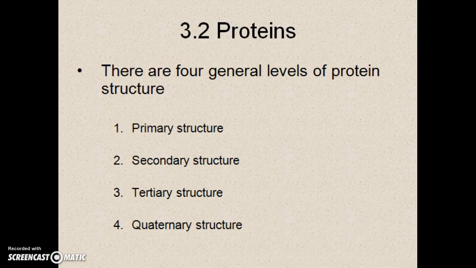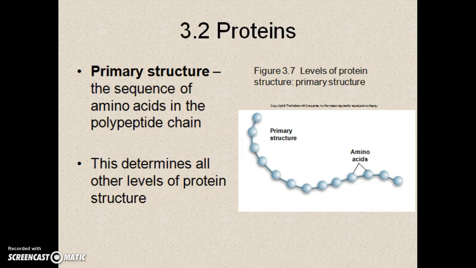In science, we talk a lot about structure and function, which is the form of something, and then what that form allows it to do. So in proteins, there are some general levels of protein structure, and we're going to talk about several of them here. The primary structure of proteins is super important, and what it comes down to is the order of the amino acids that make up that polypeptide. So this order determines all other levels of the protein structure.